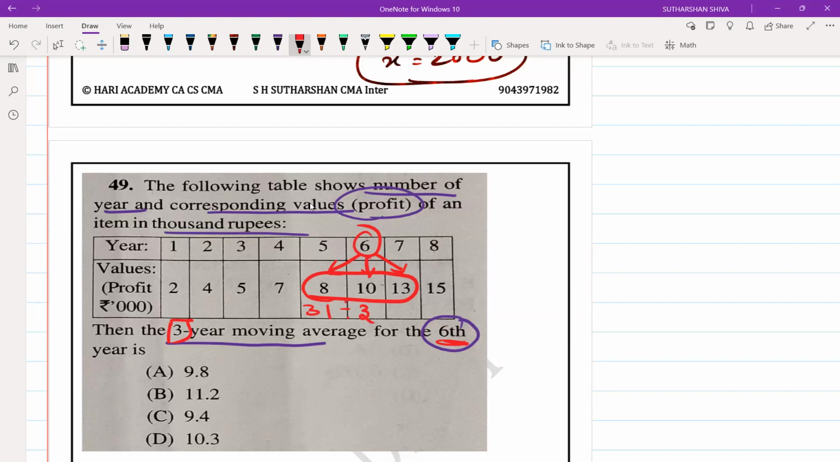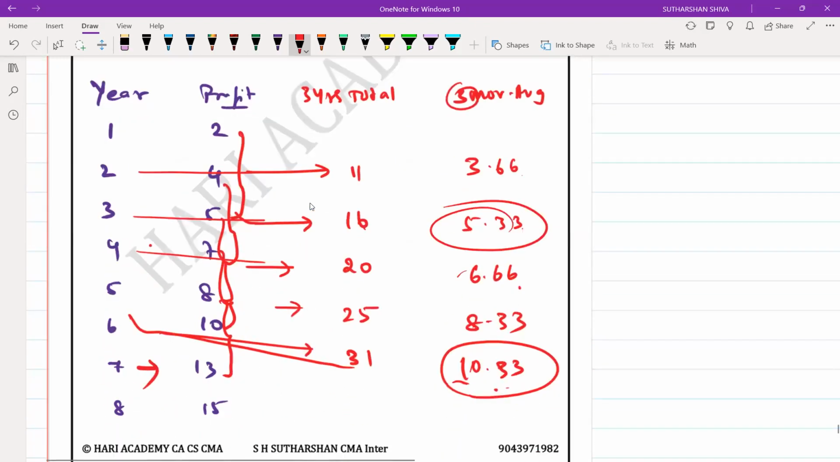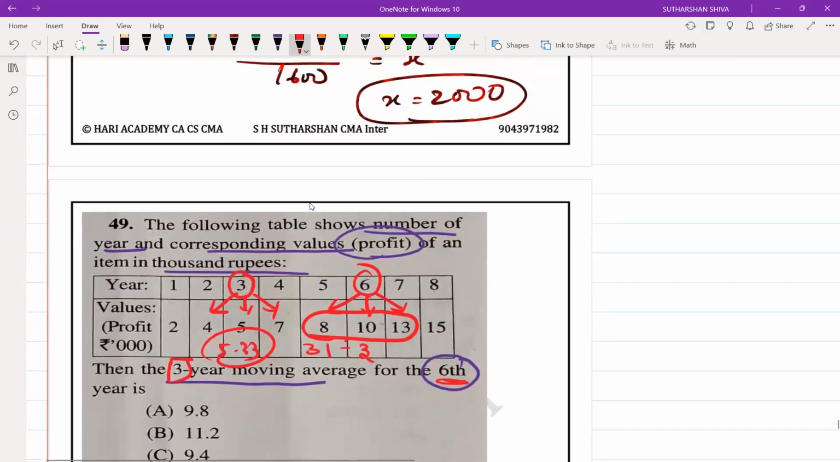Suppose they will ask the 4th year. Let's say they will ask 3 years moving average for the 3rd year. 4, 5, 7. 4 plus 5 plus 7, 16. Simply do it, divided by 3 in your calculator. 5.333 for the 3rd year. 5.33 only you will get. No need to solve the entire thing.